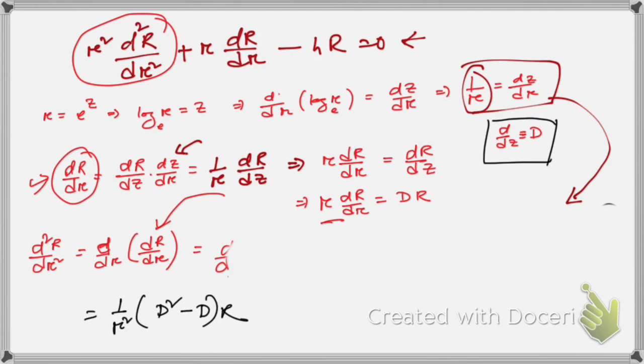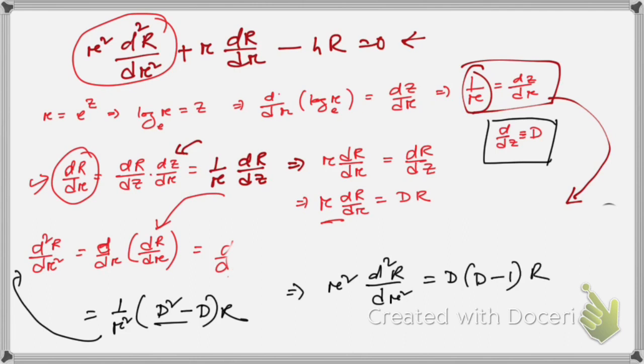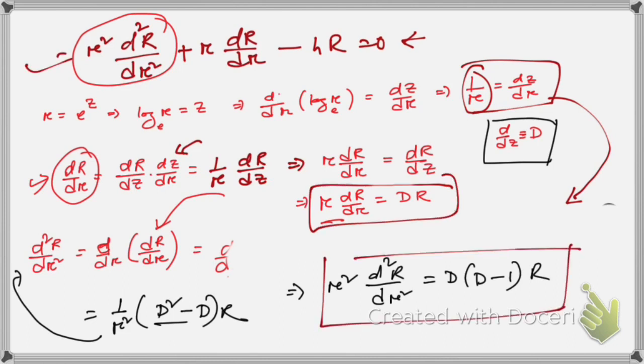So now here you see, from here you can write r square, this r square is multiplied here, then it will be equal to d, with d taken common. That's what we will get. So we are going to use these two values in this equation. So using these two values in this equation, instead of this part we can write d into d minus 1 r.